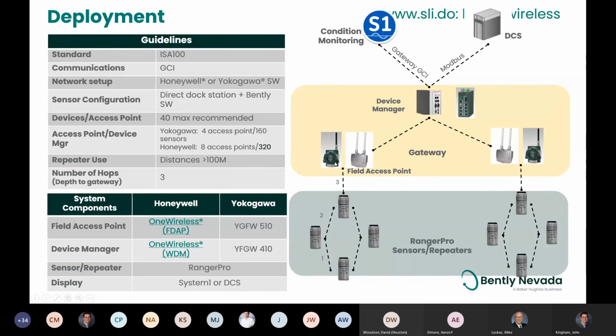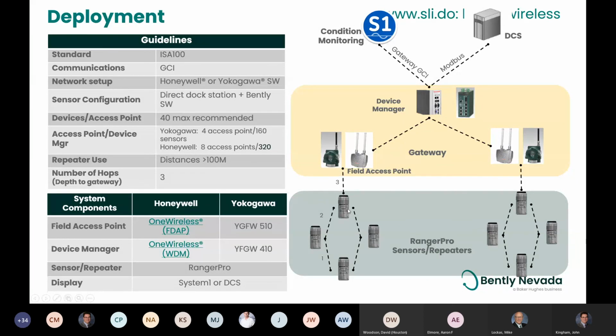And I said that I've got 100 meters between the Ranger Pro and the access point. So what do I do if I have distances that are greater than 100? Well, the ISA 100 protocol is a mesh network protocol. So you can have 100 meters from the access point to the first Ranger Pro, 100 meters to the next Ranger Pro, and another 100 meters to the third Ranger Pro, giving you 300 meters away from that gateway. So this Ranger Pro is going to talk to this Ranger Pro. This Ranger Pro is going to transfer or relay that information to this Ranger Pro, which is then going to send it to the field access point.